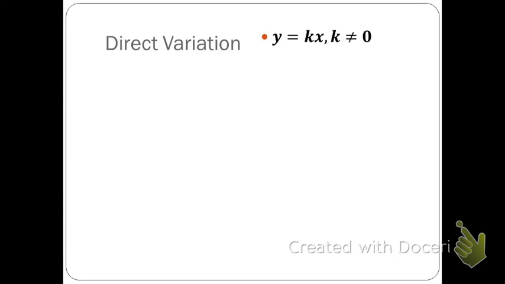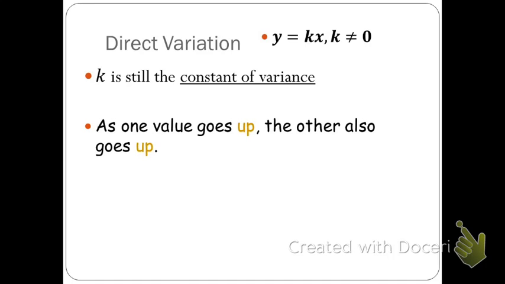Now, direct means everything's going to be in a line. So y equals kx. And this means if y goes up, then x is going to go up. k has not changed. It's still your constant of variance. But if y goes up, x goes up. If x goes down, y goes down. They go in the same direction together. That's why it's direct.